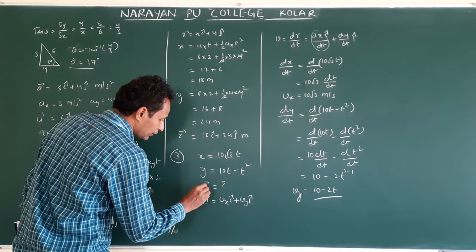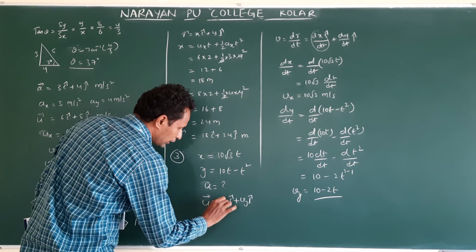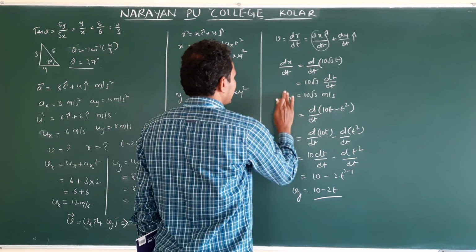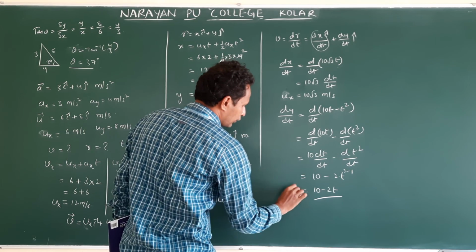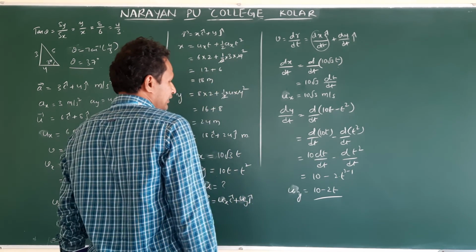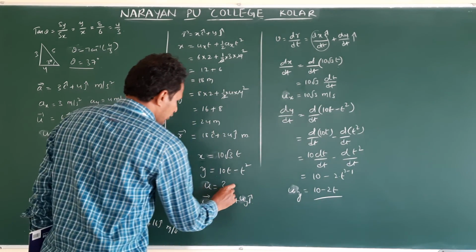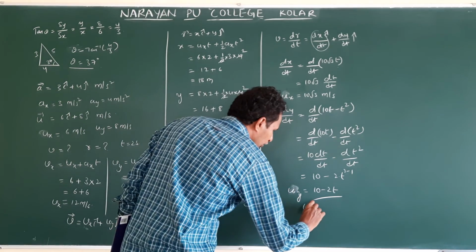Then this is not v. This is u, and this is ux, this is uy. Similarly, this is u. Only a small change: instead of v, we will take u. Initial velocity they are asking. Initial velocity means when the object starts, we take time equal to 0. Then time is equal to 0 here.